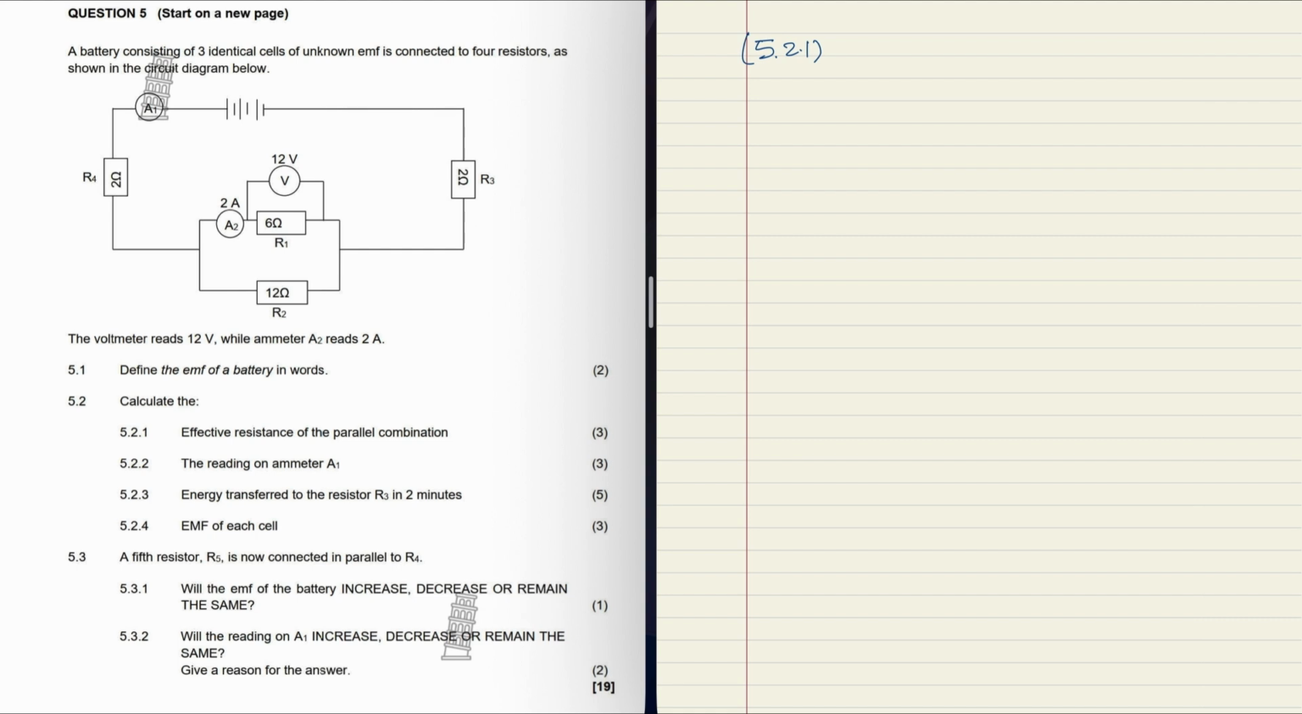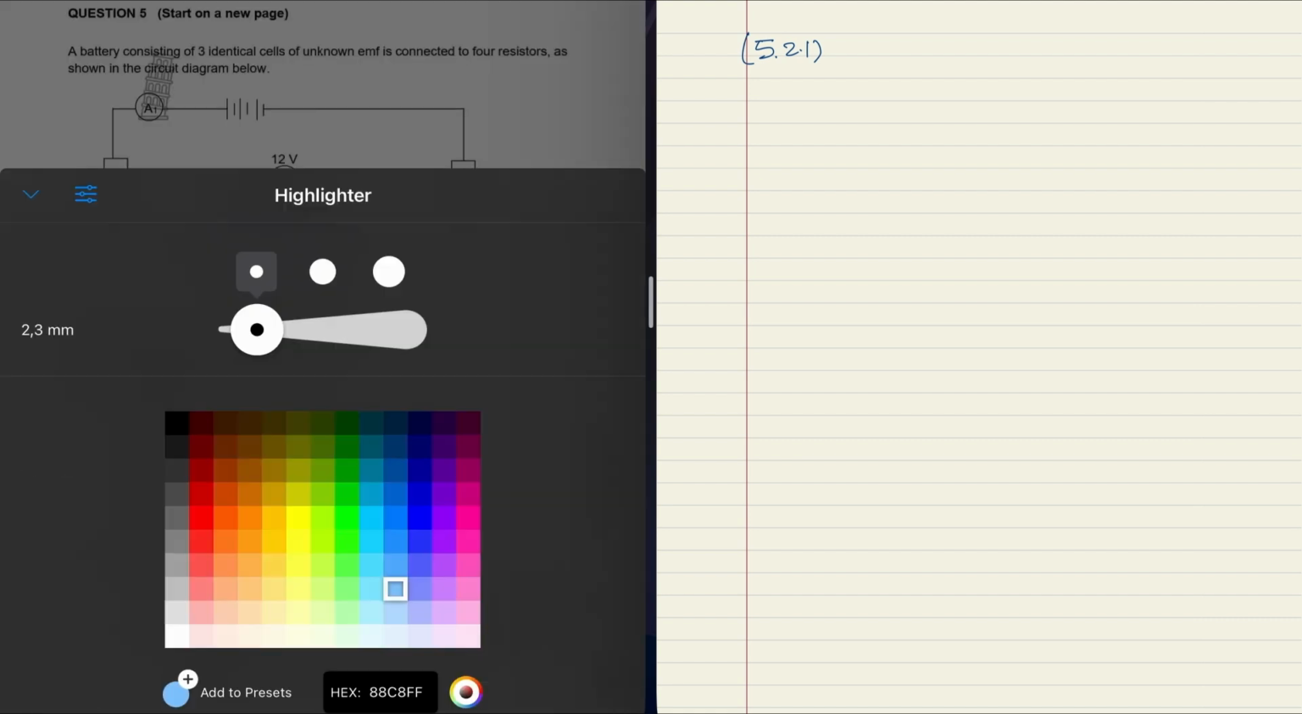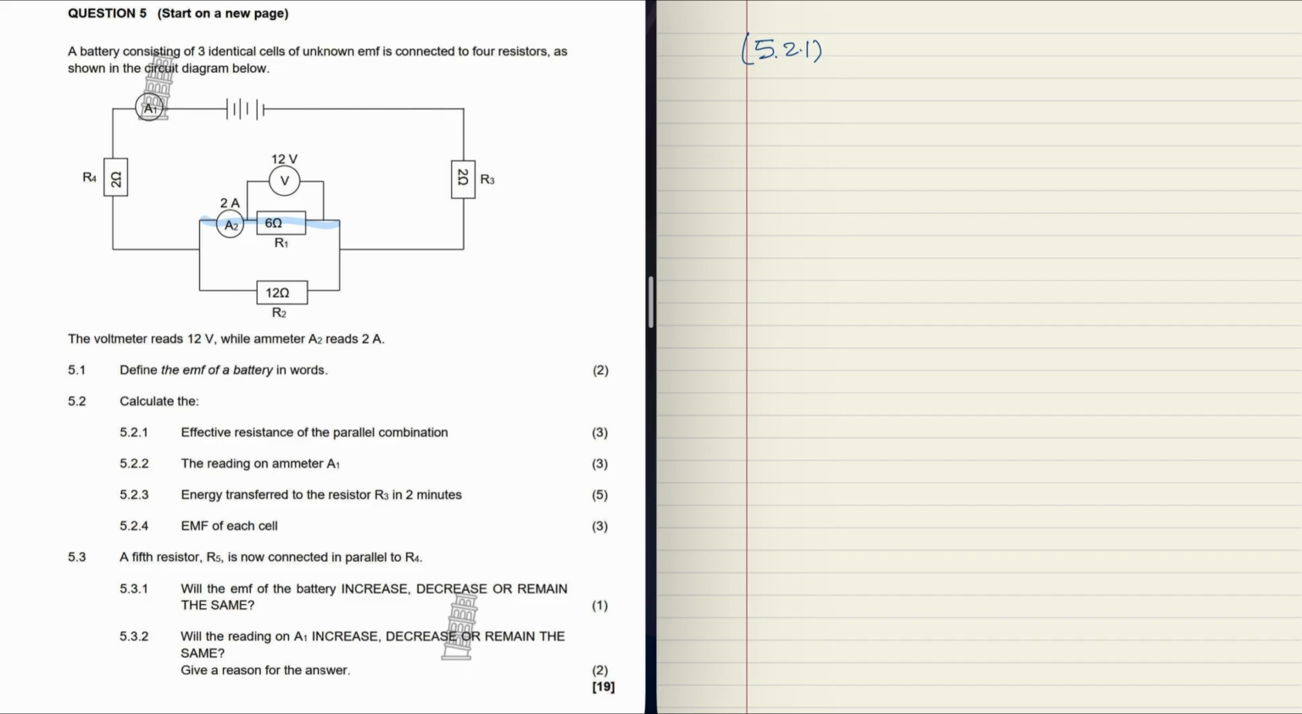Now the parallel combination is going to be this and this. Because it's simple, there are 2 resistors there, I'm going to use R parallel. So R parallel is going to equal product divided by sum. So product is going to be 6 times 12 divided by 6 plus 12, and that's going to give me an answer of 4 ohms.